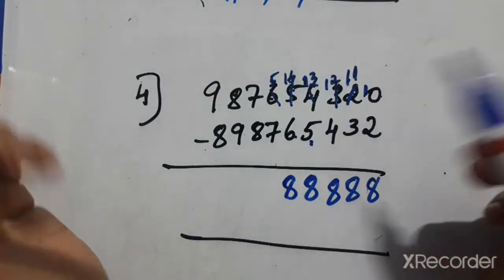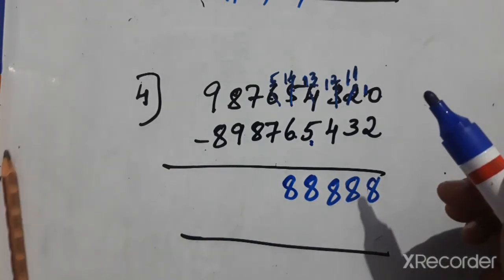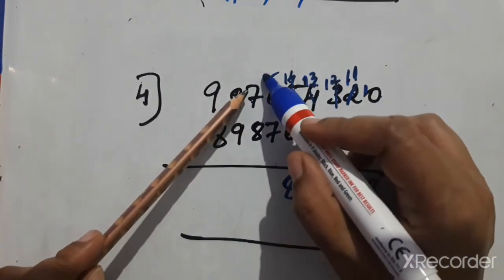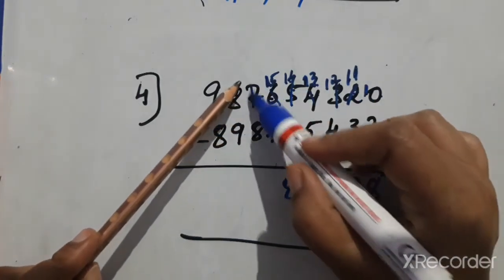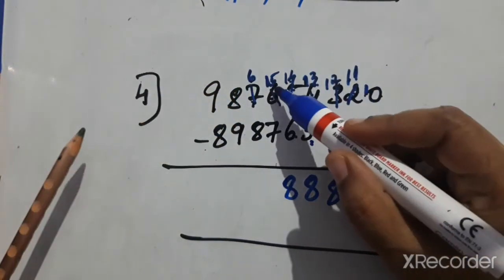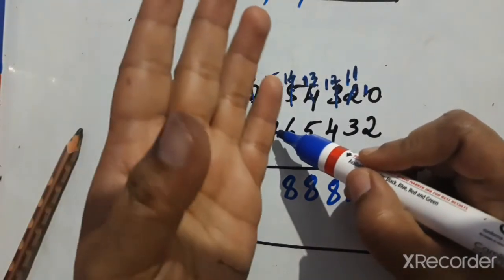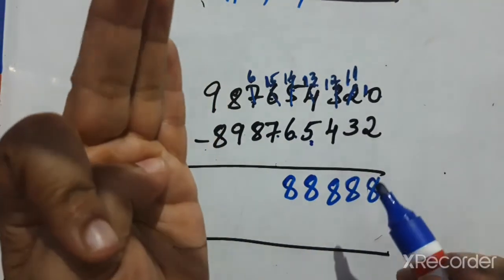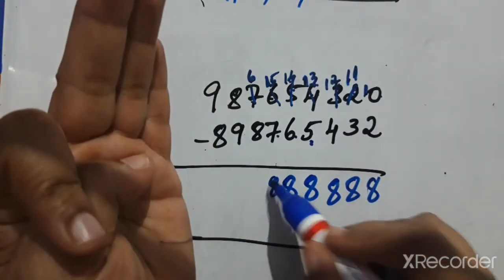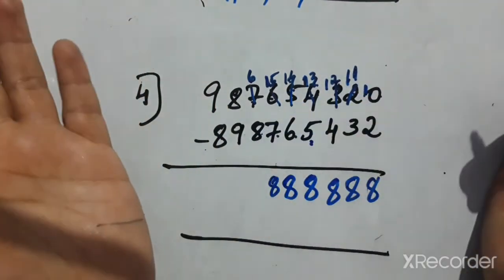Now 5 minus 7 again we can't subtract. So borrow 1 from 7. So 7 will give 1 to his friend. So it becomes 15 and 7 is now 6. 15 minus 7 means 8, 9, 10, 11, 12, 13, 14, 15. So 8 here. Now 6 minus 8 we can't subtract.